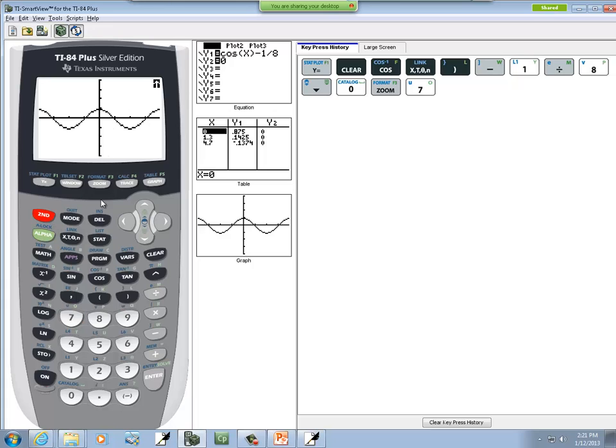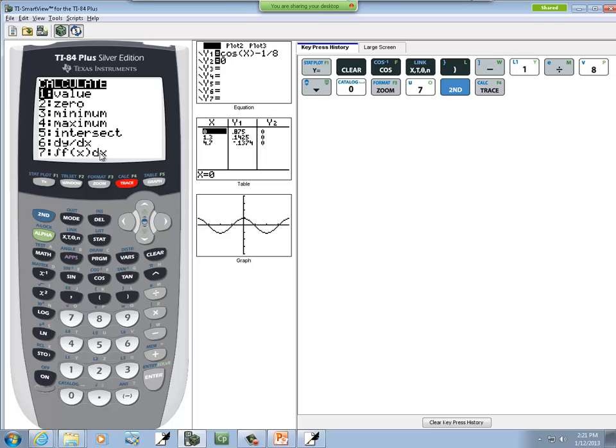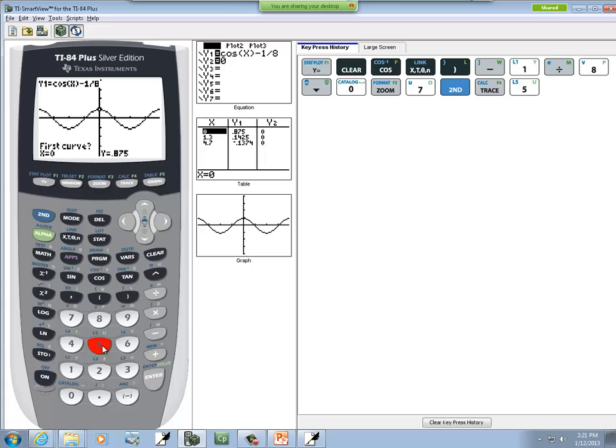We're going to do second, trace, and we're going to choose intersect, so press number 5. Now it'll come up and ask us for our first curve, and we'll press enter on that. It'll come up and ask us for our second curve, so we'll press enter on that. Now if it won't let you go past either the first curve or second curve, it probably means you don't have 0 on y2. So go back and put 0 on y2 and it'll let you go past it.